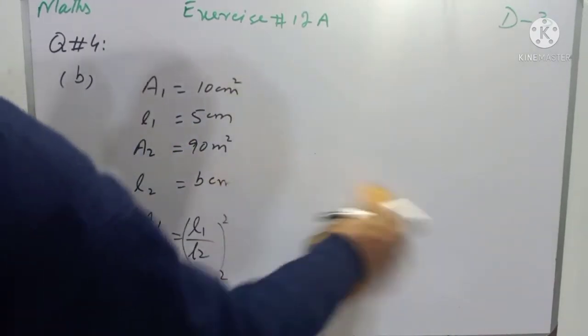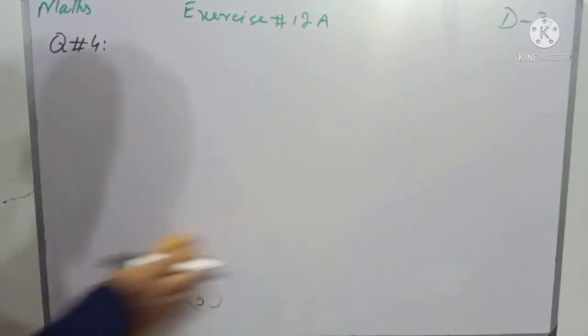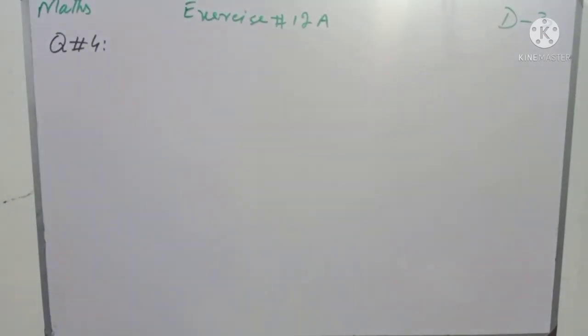Now I am going to solve C part of the same question, and in C part there are two similar figures, and the figures are, students, two rhombuses. Rhombuses are the figures that have four equal sides but no angle is right angle.